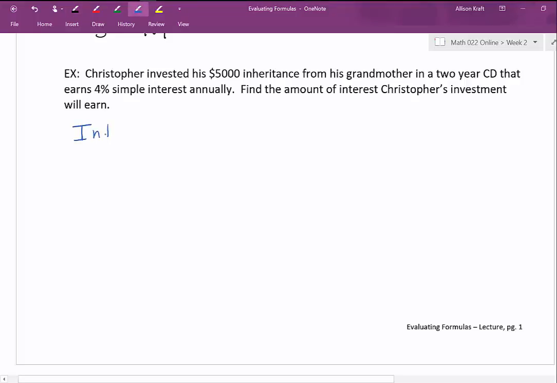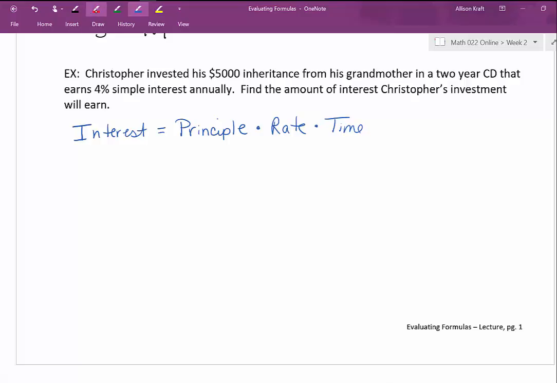Simple interest is equal to the principal, which is the amount of money that you invested or borrowed, times the interest rate, and we always want to write any rate or percent as a decimal in an equation, times the time. Time is always in years. So I'm going to make those notes on the side.